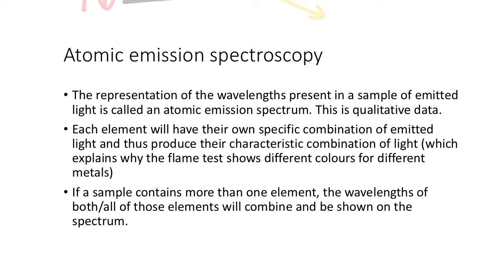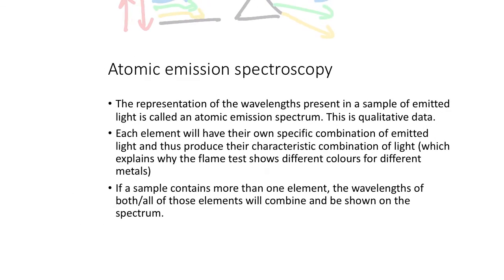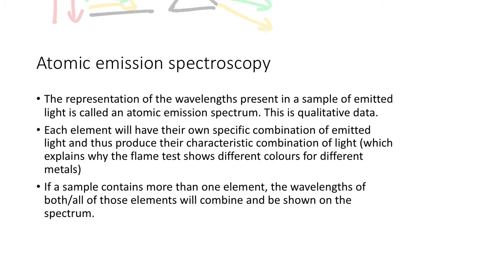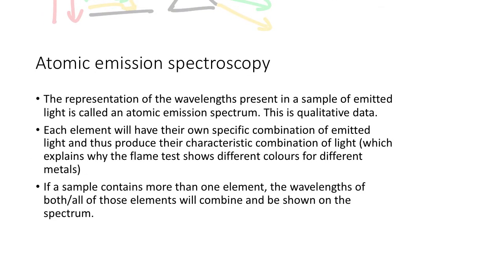That's not what I wanted to do, all right? Okay, this representation of the wavelengths present in a sample emitted is called an atomic emission spectrum, and this is called qualitative data, okay? So what it will look like is this, all right?